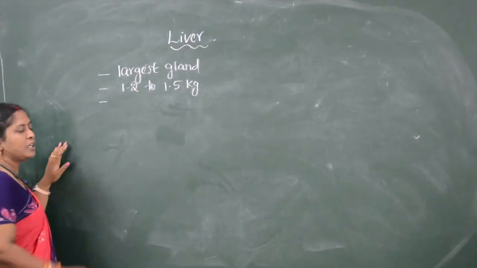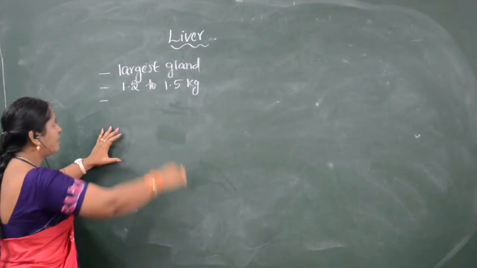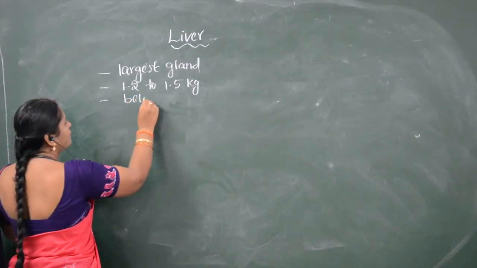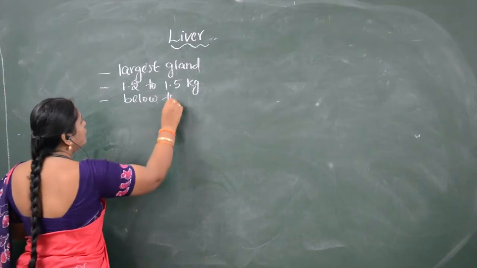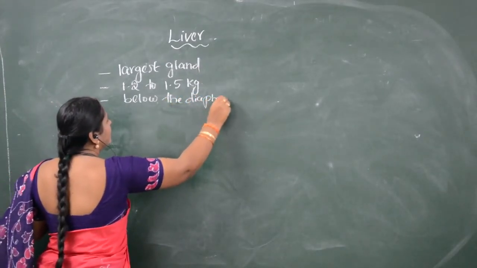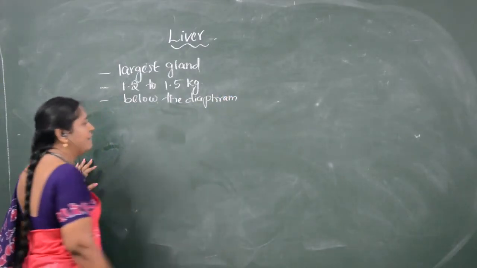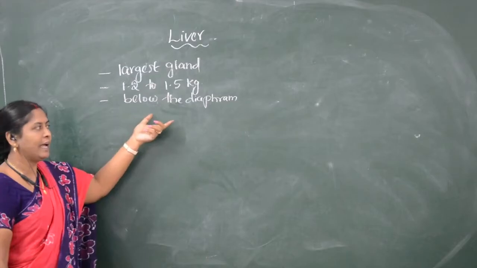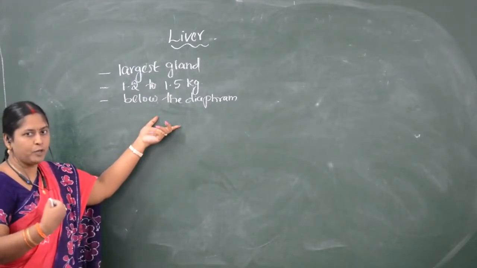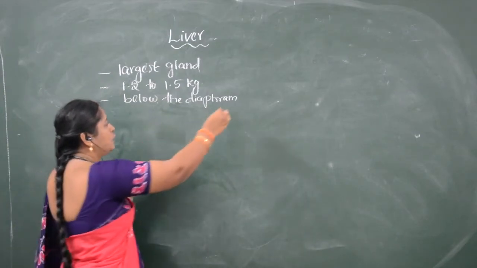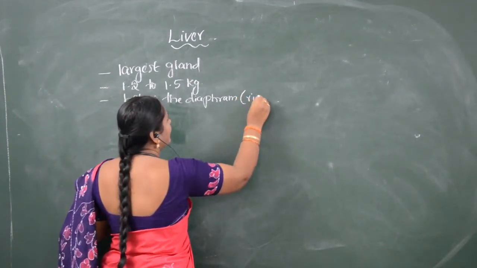The location of liver: liver is located below the diaphragm, in the abdominal cavity, towards the right side.